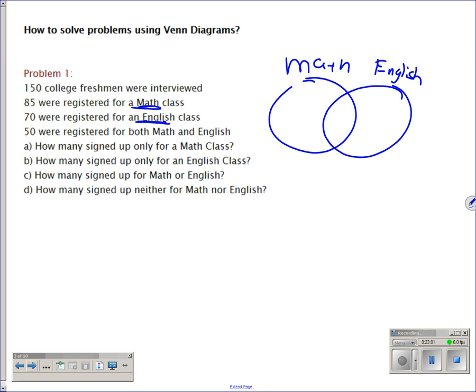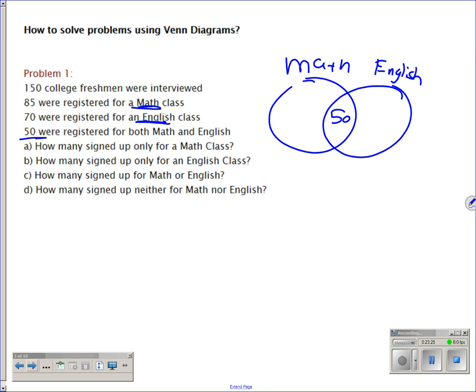Now, whenever you're filling out Venn diagram problems, it's kind of straightforward with 2, but you're going to be introduced to a third one here in a bit. Always start in the middle and work your way out. Okay, so start with the overlap. How many students took both math and English? 50, yeah. Okay, 50 students took both math and English. All right, now work your way out.